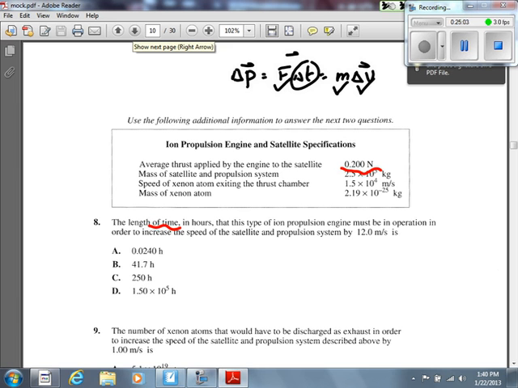So all we're going to do here is say delta t ends up being equal to m times delta v over F. Do the math. When we do the math there, we're going to get 150,000, or 1.50 times 10 to the 5. You got to be so careful here. What are the units for that? Seconds. Is that there? No, you see 1.50 times 10 to the 5 hours.